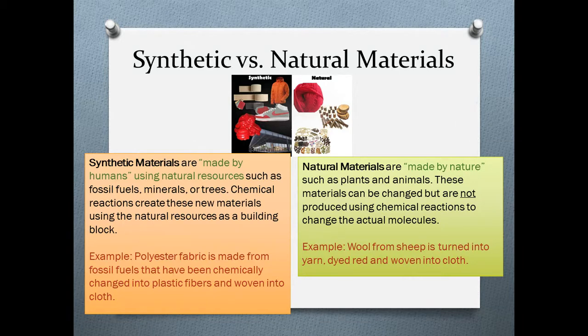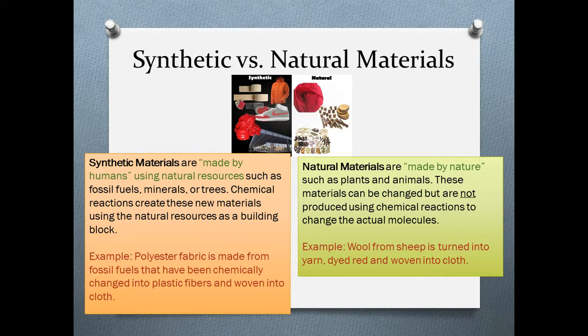By comparison, natural materials are made by nature, and there's not that extra step of humans doing chemical reactions. Typically, we're talking about things that involve plants and animals. These materials can be changed, but are not produced using chemical reactions to change the actual molecules. For example, wool from sheep is turned into yarn. It can be dyed red and woven into a cloth, which are all changes, but it's still wool. It's still that original type of material that was produced by a sheep.